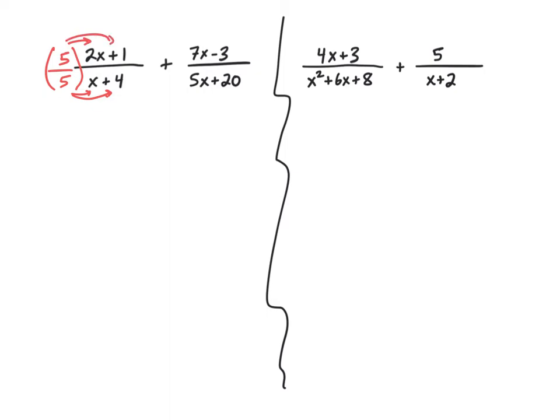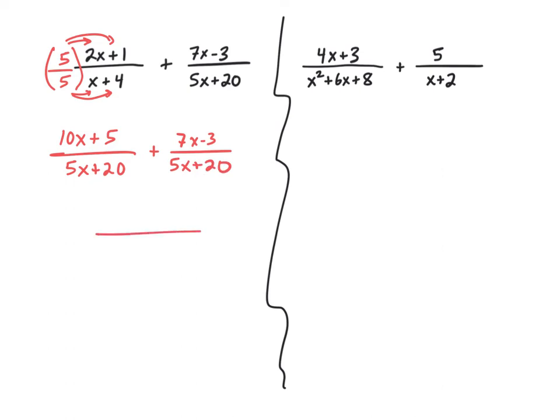And let's go ahead and distribute this 5. That gives me 10x plus 5. That gives me 5x plus 20. Nothing changes on the right side. I see common denominators. Boom. Let's go ahead and put it in our final answer, and then combine like terms. I see 10x plus a 7x, and that is 17x. And I see a 5 and plus a negative 3, so 5 minus 3 is a positive 2.